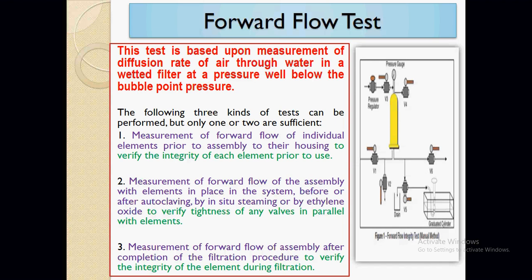Measurement of forward flow of individual elements prior to assembly to their housing to verify the integrity of each element prior to use. Measurement of forward flow of the assembly with elements in place in the system, before or after autoclaving by in situ steaming or by ethylene oxide, this is a gas, to verify the tightness of any valves in parallel with elements. Measurement of forward flow of assembly after completion of the filtration procedure to verify the integrity of the element during filtration.